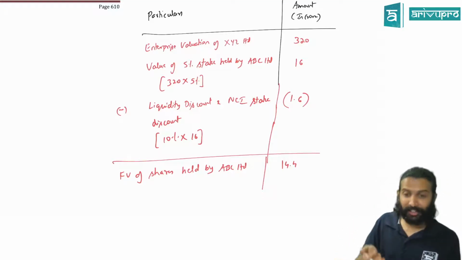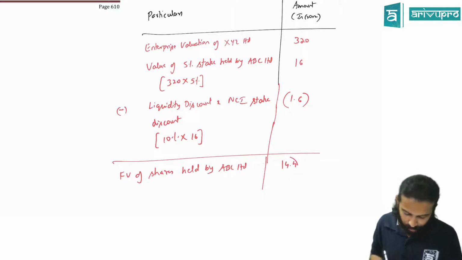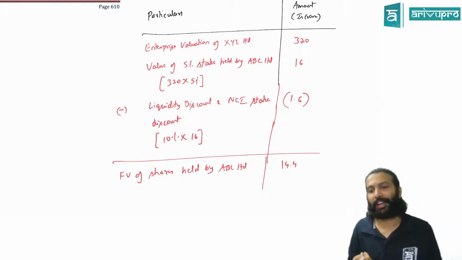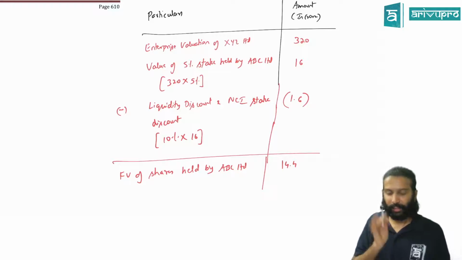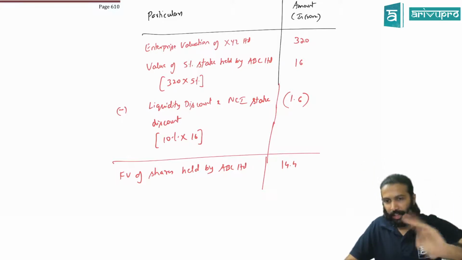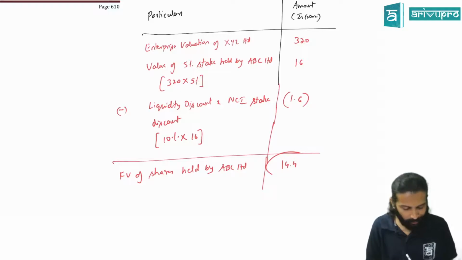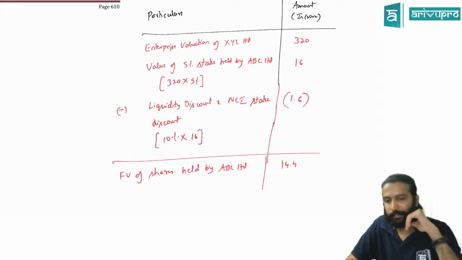For FVOCI, it is an irrevocable option. If you are using FVOCI method, then the difference between this and the current price will be transferred to OCI. And that OCI will never go to P&L. If you sell the investment, it will go directly from OCI to retained earnings. If you are following FVTPL method, then the difference between this 14.4 crore and existing value will be transferred to P&L. That is as per Ind AS 109, not here.